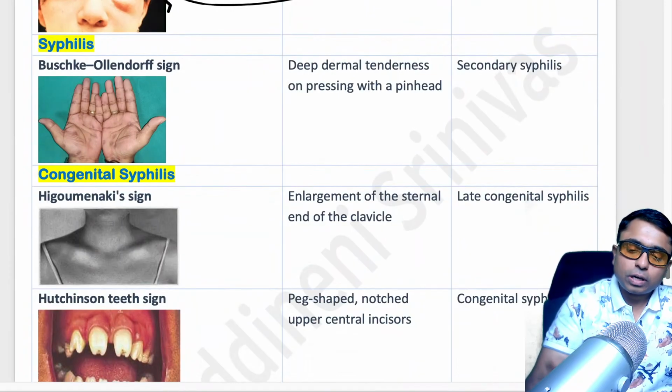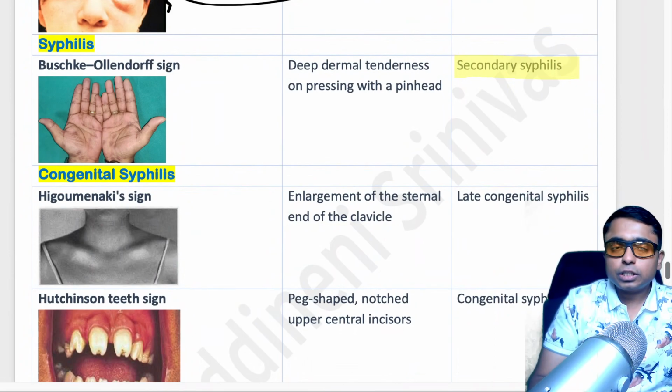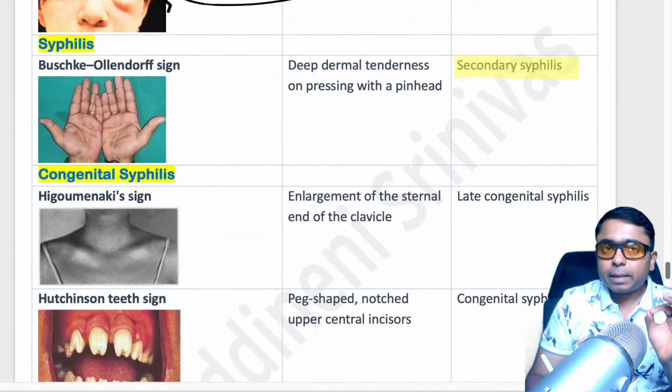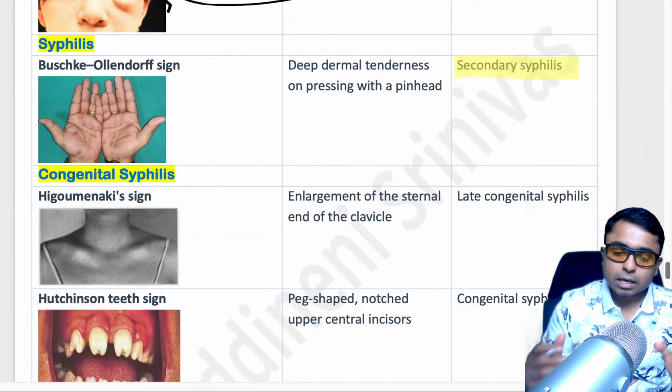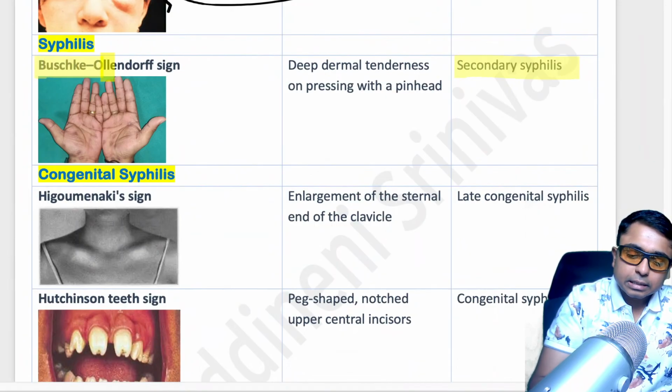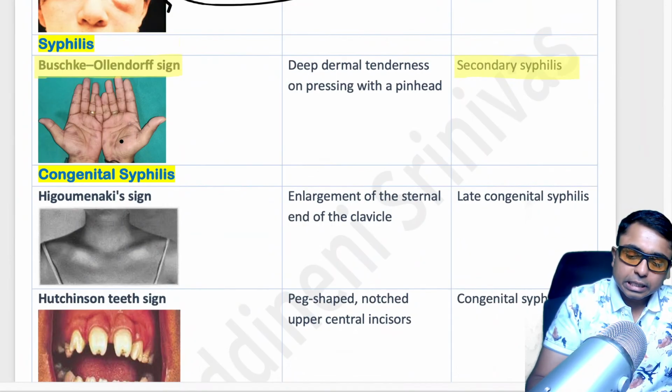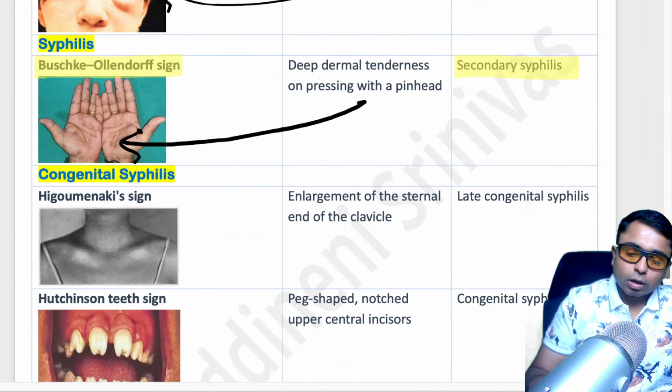Next, in the sexually transmitted disorders, syphilis: remember secondary syphilis, we are going to have hyperpigmented macular lesions over the palms and the soles. And if we take the blunt end of an awl pin and press these lesions, there is going to be deep dermal tenderness, because of which the patient is going to have a lot of pain. This demonstration of tenderness in patients with secondary syphilis is called the Buschke-Ollendorff sign. Here you are able to see the dark hyperpigmented lesions being pressed with the awl pin.